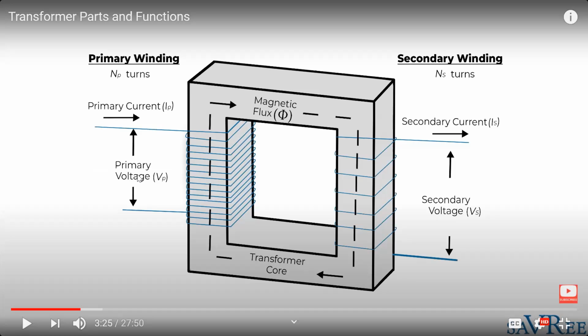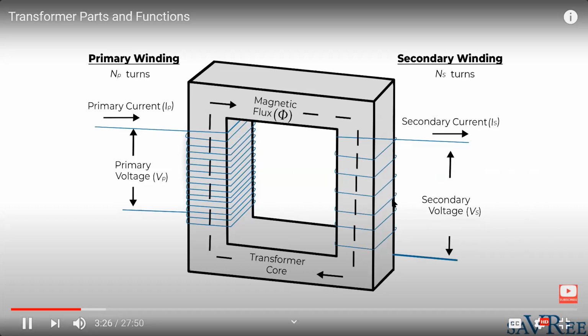So here we have input voltage Vp, output voltage Vs, input current Ip, output current Is: primary voltage, primary current, secondary voltage, secondary current. We give input voltage to the primary coil. The output is connected to the load, the electrical load. So this is the basic transformer circuit.